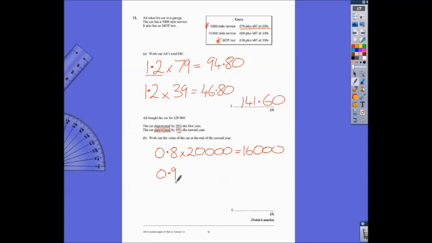We then want to knock 10% off. Now 10% off 100% is 90%, which is 0.9 as a multiplier. And the value of the car is only 16,000 in the second year. So we do 0.9 times 16,000, and that gives us £14,400 for the value of the car after 2 years. Again, you could have just worked out 10% of 16,000, which is 1,600, and take it off. Absolutely fine, but using a multiplier is the best way for that.